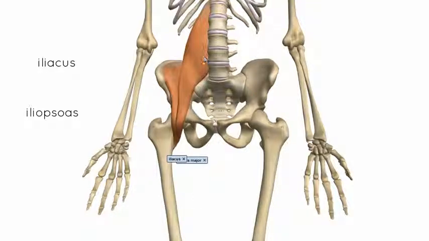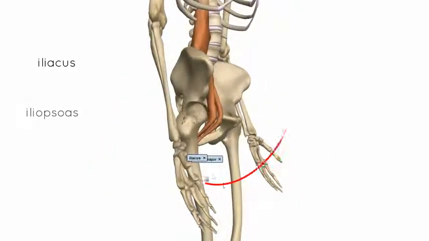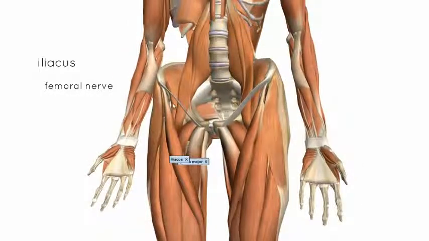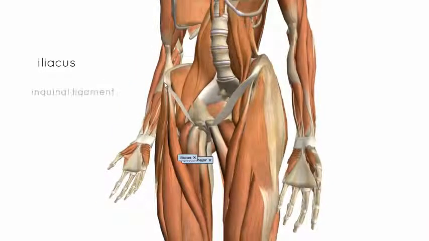So this serves the same function as the psoas major muscle, so it flexes the thigh at the hip joint, and it's innervated by the femoral nerve. So you can see how both the distal ends of the iliacus and psoas major pass underneath this ligament, the inguinal ligament, to insert onto the lesser trochanter of the femur.